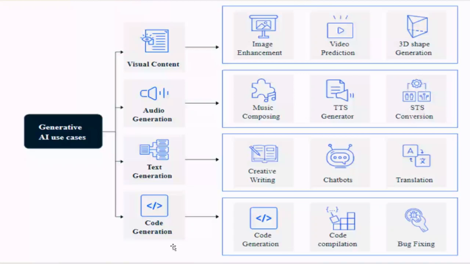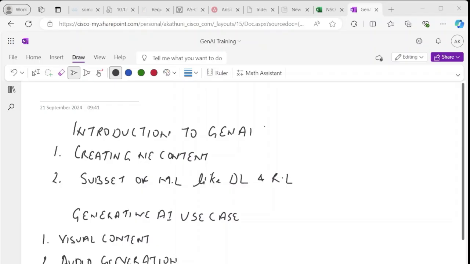So this is a really powerful technology that we are learning, generative AI, in this era. The next one is text generation, which has use cases like creative writing, chatbots, and translation. And finally, code generation is used for generating code, which is really helpful for developers, with code compilation and bug fixes. So these are some of the important GenAI use cases which will help each and everyone take something new out of it.